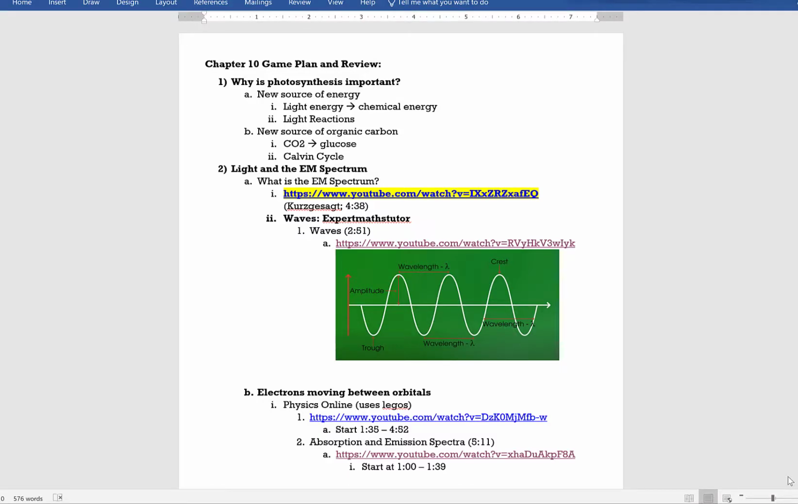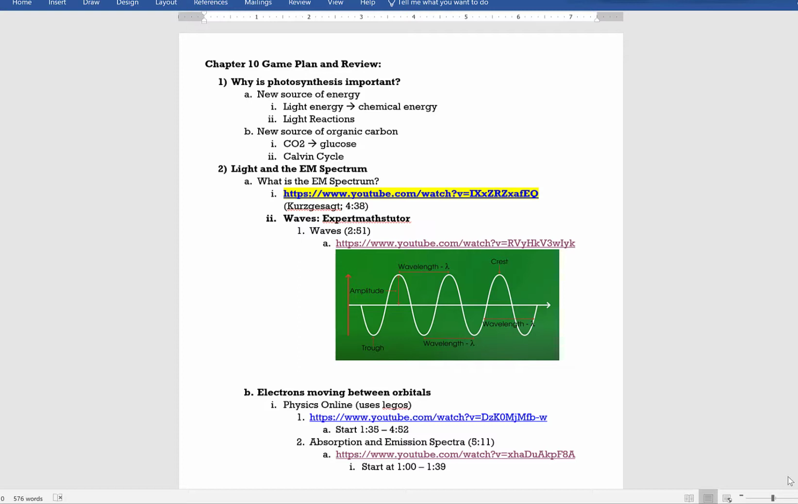Hi, it's Miss Roman, and we are going to review for your test this week covering Chapter 10. So this unit is over just photosynthesis, but it's still easy to confuse this information with the information about cellular respiration on last week's test.